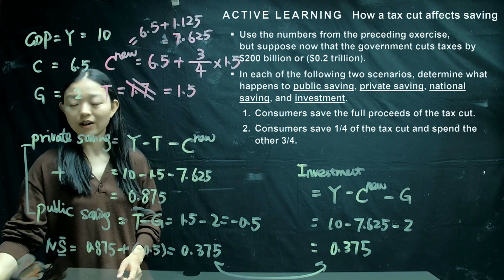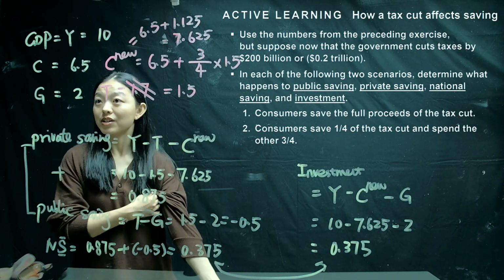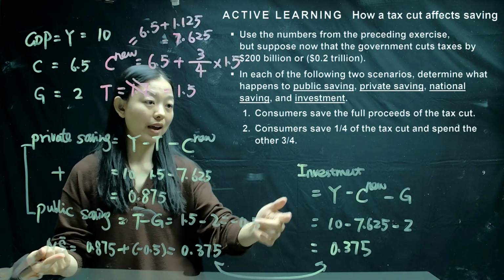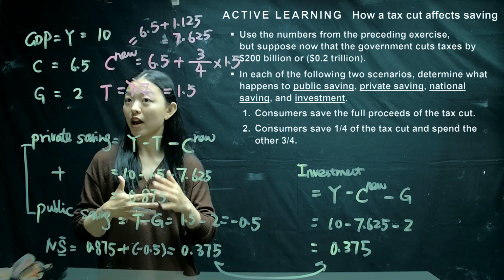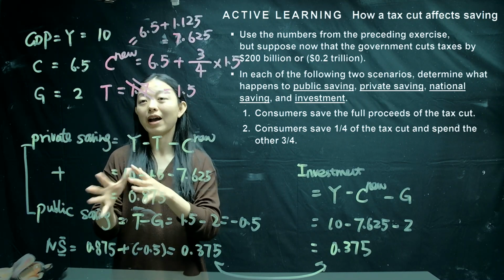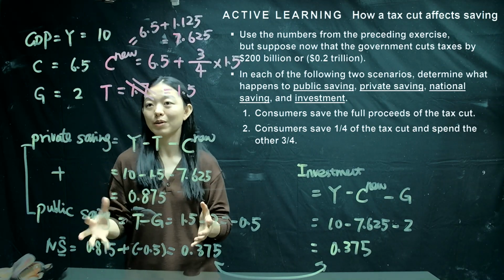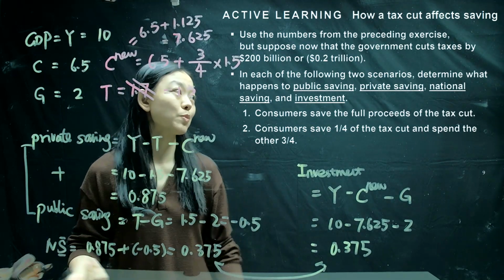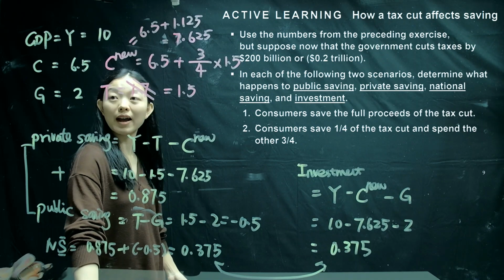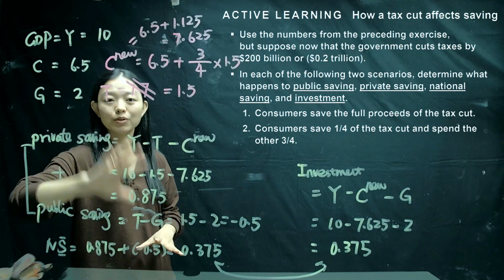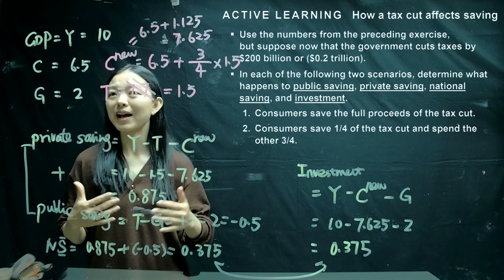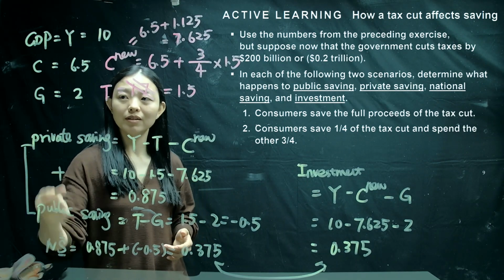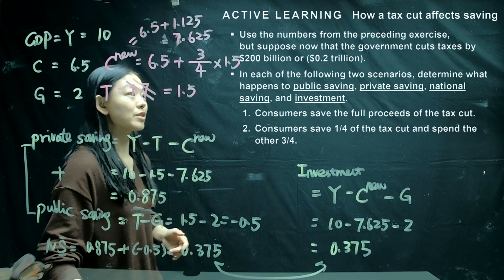Okay, so you can notice if the government has the tax cut and consumers save all the tax cuts, then nothing will change in national saving and investment. However, if consumers change their saving patterns, for example, save part of the tax cut and spend more, then it will definitely affect national saving and investment. Okay, so let's move on. Any questions about this part? I bet through these calculations you can have a better understanding of how to apply those formulas to compute private saving, public saving, national saving, and investment.